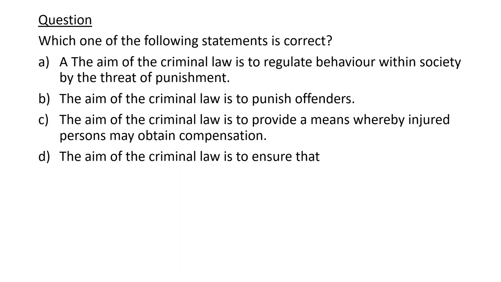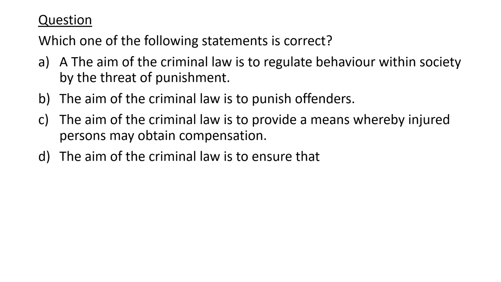What we have studied till now, we will now practice with some questions. The first question is: which one of the following statements is correct? A, the aim of criminal law is to regulate behavior within society by the threat of punishment. B, the aim of criminal law is to punish the offenders. C, the aim of criminal law is to provide a means whereby an injured person may obtain compensation. And D, the aim of criminal law is to ensure that, sorry, it's incomplete, I might not have typed it fully. Let me repeat: the aim of criminal law is to ensure that the will of the majority is imposed on the minority.